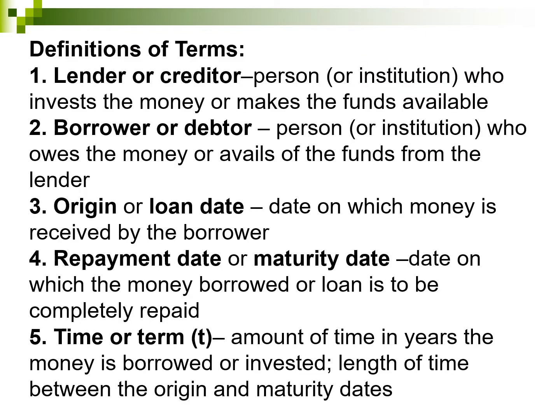We have the following definition of terms, but I will just read the terms but not the definition anymore. You can go back to this later. First, we have lender or creditor. Number 2, borrower or debtor. Number 3, origin or loan date. Number 4, repayment date or maturity date. Number 5, time or term, represented by T.